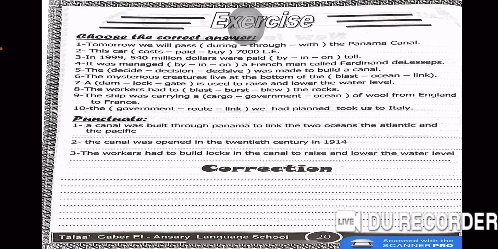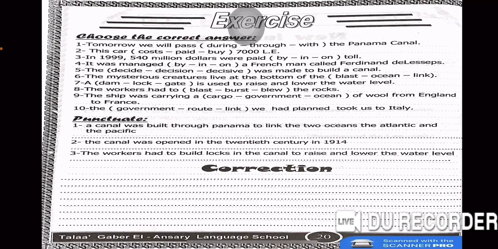Number 8. The workers had to blow the rocks. Number 9. The ship was carrying a cargo of wool from England to France. Number 10. The government route link we had planned took us to Italy.